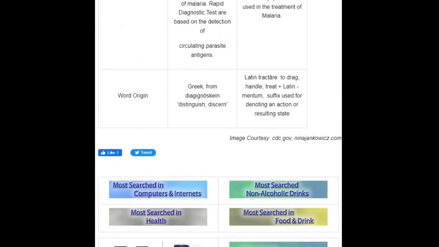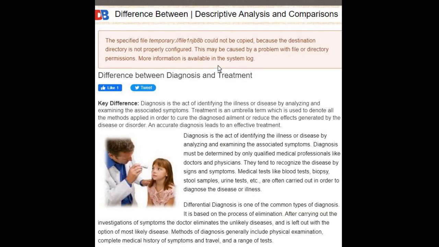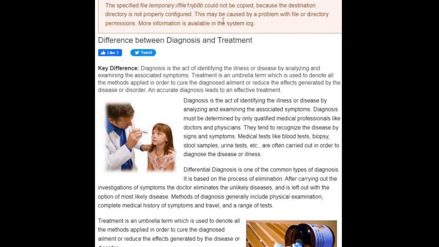Word origin. Diagnosis is Greek from diagnoskein, which means to distinguish or discern. Treatment, the Latin tractare, is to drag, handle, treat. Latin mentum, suffix used for denoting an action or resulting state. So that's it between the difference between diagnosis and treatment.